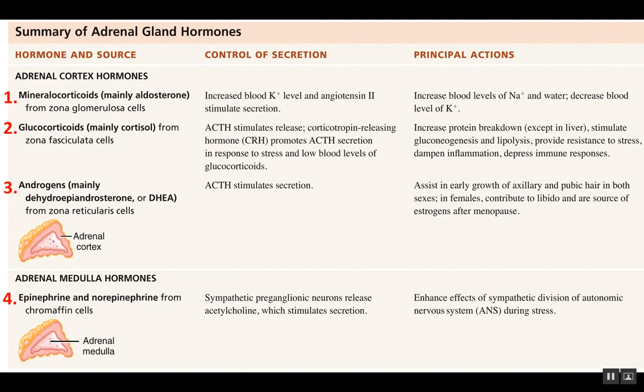The adrenal medulla is often referred to as an emergency gland. It produces epinephrine and norepinephrine as hormones to enhance the effects of the sympathetic division of the autonomic nervous system. This is more of an acute stress. If you were to get in an accident and need to increase your blood sugar and blood pressure and oxygen in order to survive that situation.